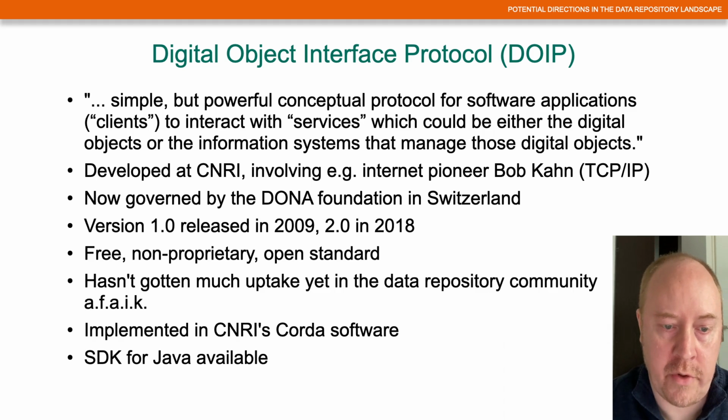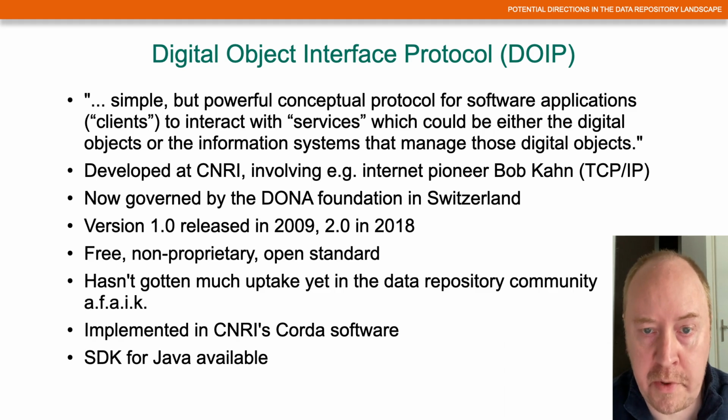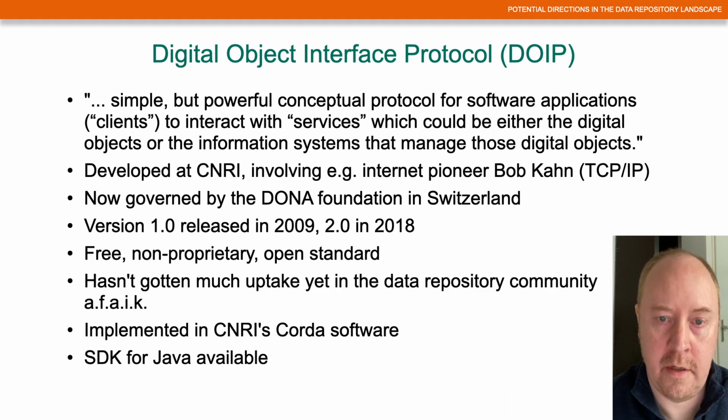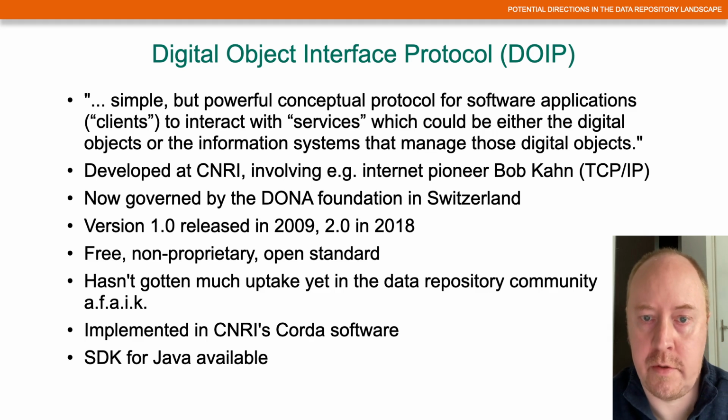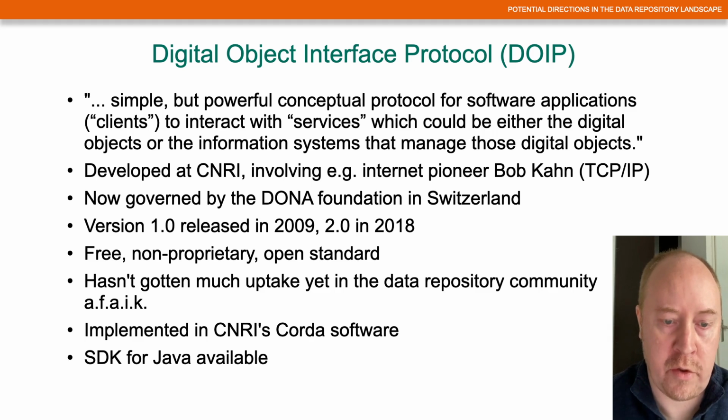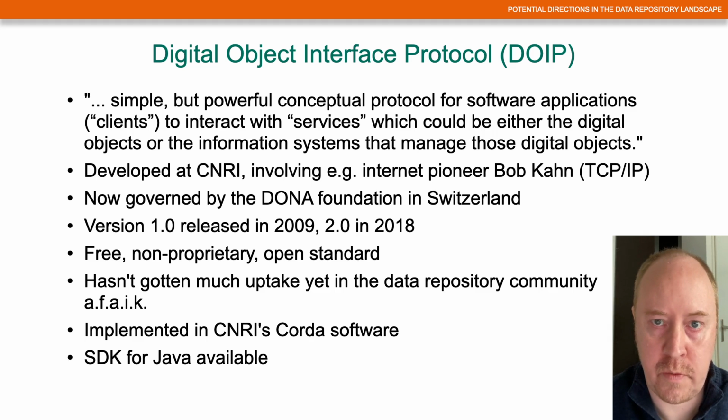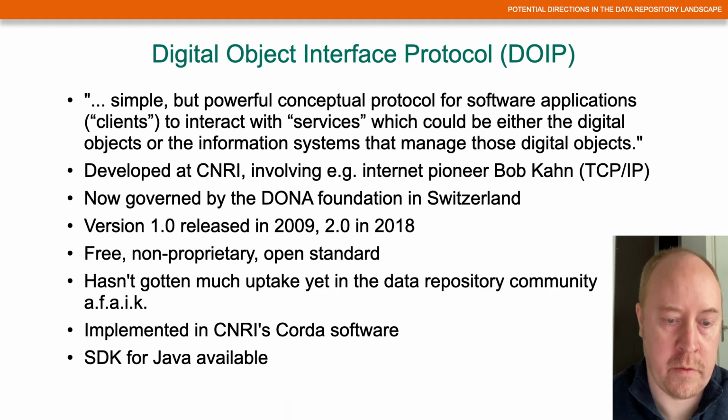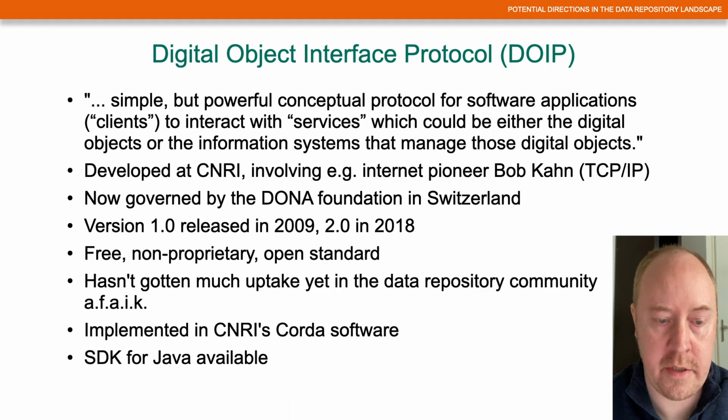It was developed at CNRI in the US, involving, for example, Bob Kahn, who is one of the founding fathers of the internet, you could say, who co-developed the TCP/IP protocol. It's now governed by the DONA Foundation in Switzerland. Version 1 was released in 2009 already. Version 2 came out in 2018.